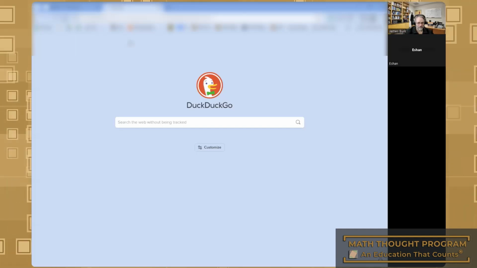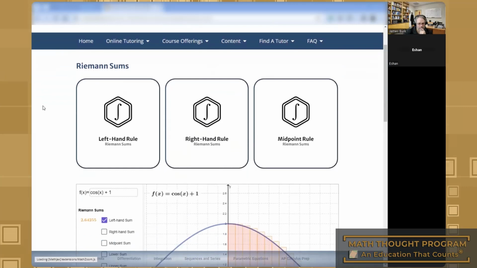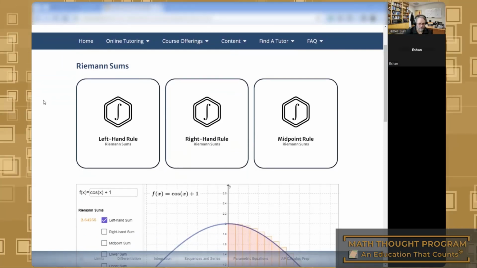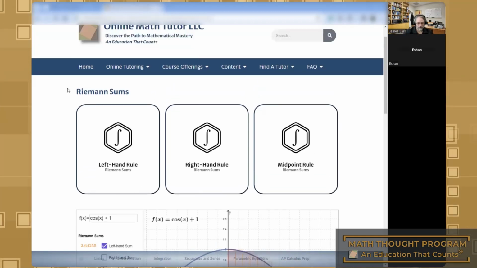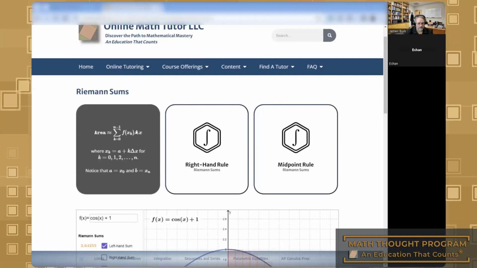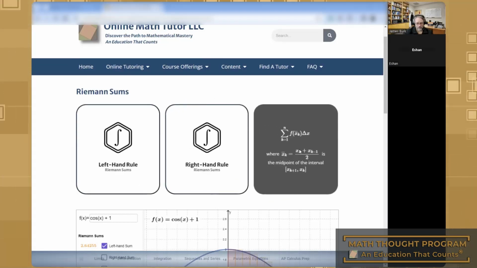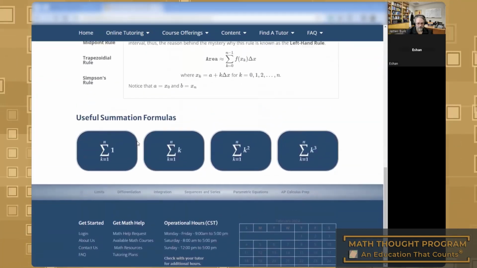Okay, let me drop this link over here. Do you see it on the screen? Okay, the stuff over here on the website is really going to be helpful for you. You have your Riemann sums, it talks about the formula for the left rule, for the right rule, and eventually you're going to get into the midpoint rule. But down below, here's where all these formulas are.